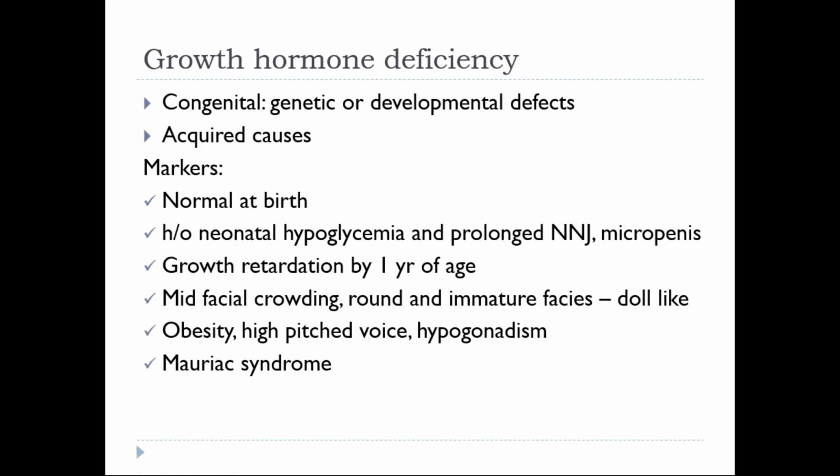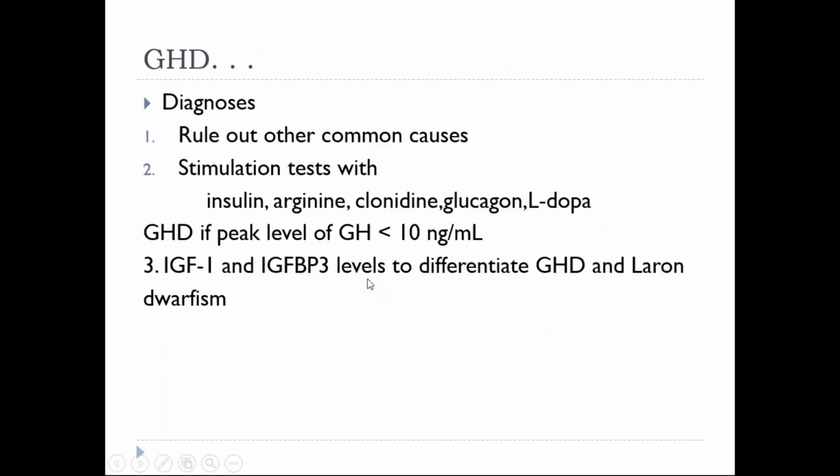Okay, so just a line about growth hormone deficiency. It is a congenital or genetic cause. The children are normal at birth. There may be a history of neonatal hypoglycemia, as we discussed. There can be a micropenis. There is midfacial crowding, doll-like faces, and growth retardation is usually by the first year of age. So rule out other causes. As we said, 30-40% are normal variants.